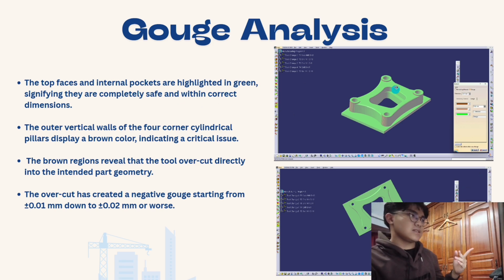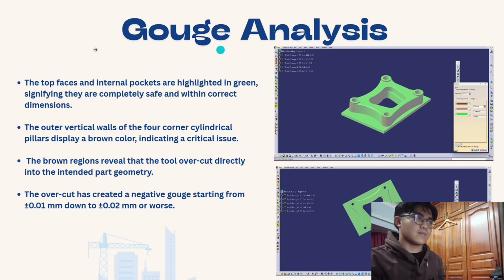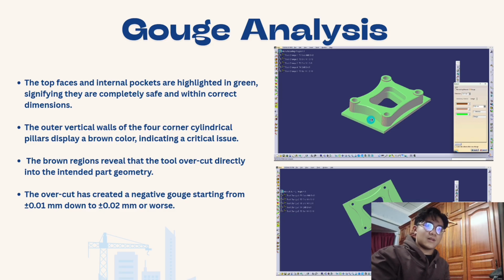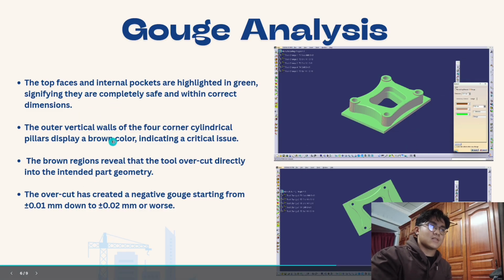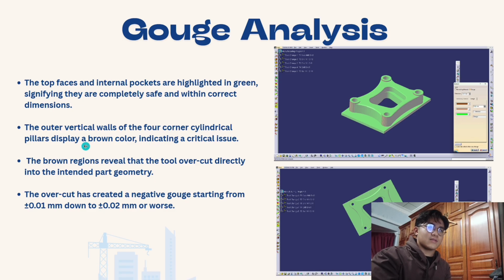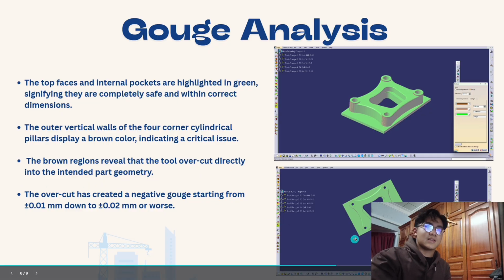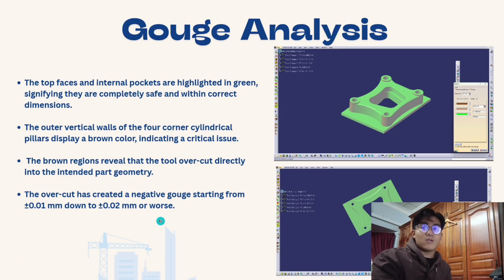Next is the gauge analysis. So here are the parts, the green parts. First of all, the top faces and internal pockets are highlighted in green. As you can see, the majority of the color is green, which is completely safe and within correct dimension and within tolerance. The outer vertical walls of the 4 corner cylindrical pillars display a brown color. If you look closely here, all 4 of these have brown color, and it's indicating a critical issue, which is the tool overcut directly into the intended part geometry. So it gets a little bit deeper, between 0.01 to 0.02 millimeter or worse.